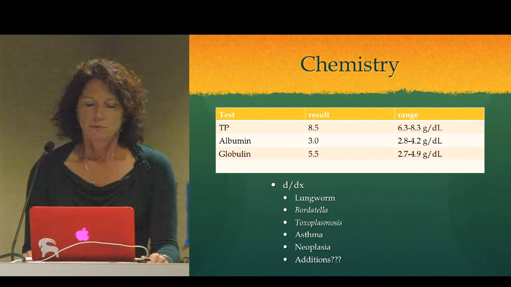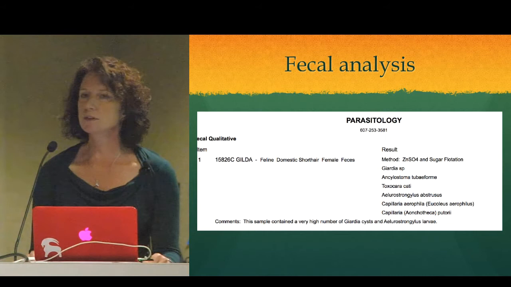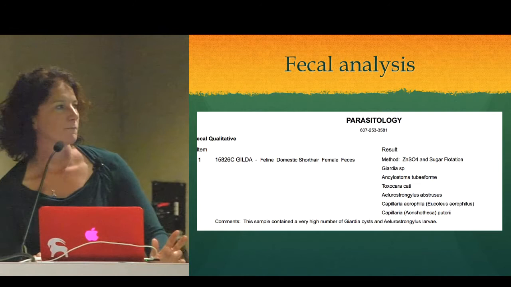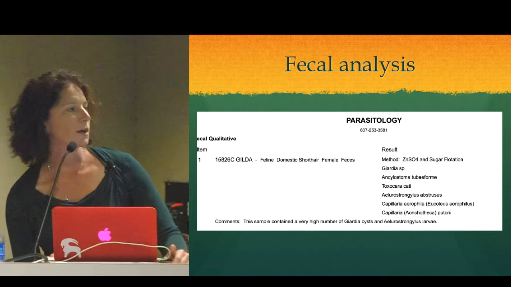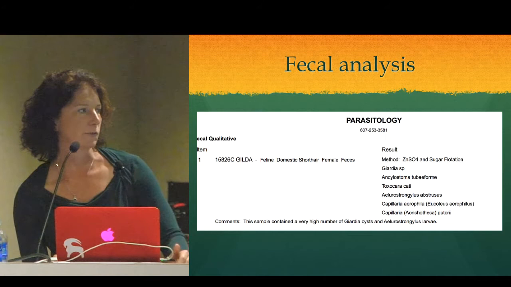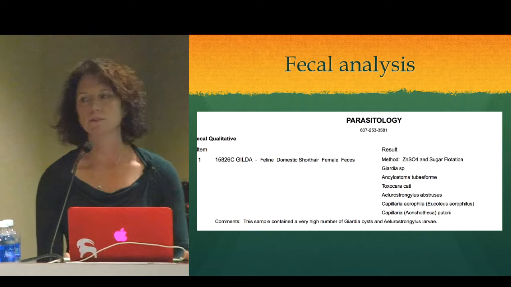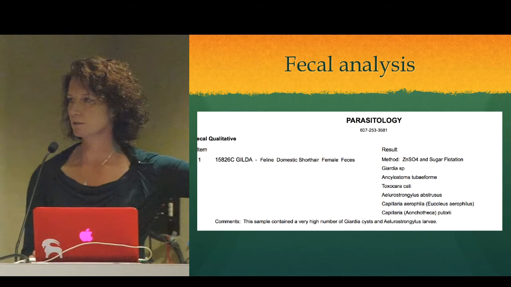We sent out a fecal. This is a snapshot of the exact paper we got back. Okay? So Giardia, Aelurostrongylus, Ancylostoma tubaeforme, I don't even know what that is, Toxocara, Capillaria, which is lungworm as well, and a second Capillaria, which is also lungworm. The note being, this sample contains a very high number of Giardia cysts and Aelurostrongylus larvae. And they were like, this is a party. This cat is having a party in its colon and in its lungs.